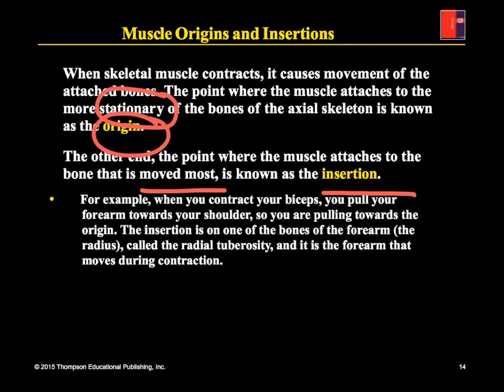So for example, when you contract your bicep, you pull your forearm towards your shoulder. So you're pulling towards the origin. So now we know the insertion is one of the bones of the forearm, on the radius, called the radial tuberosity, and that's where we see the movement.